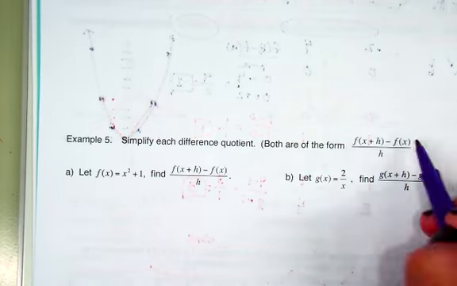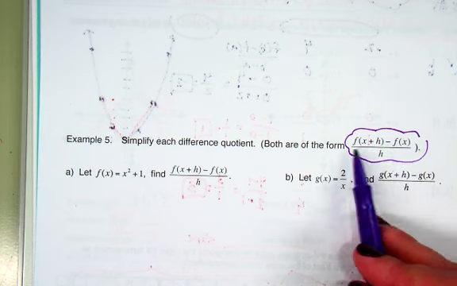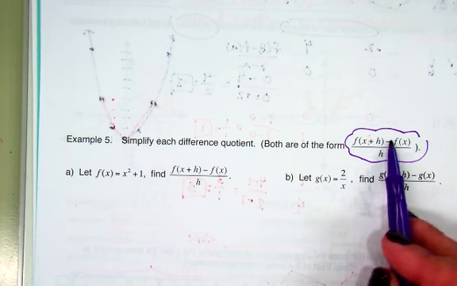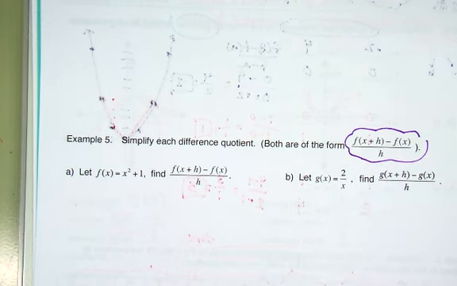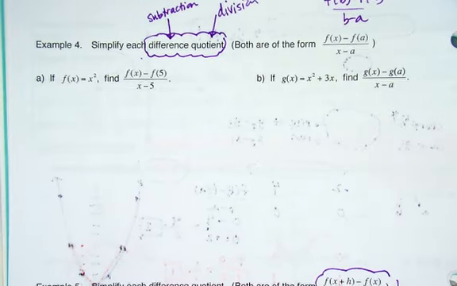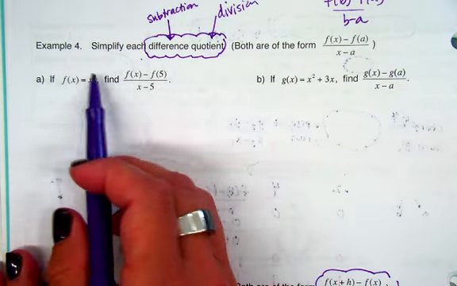In example 5, we have a different format, okay? But it's still a difference, f of x plus h minus f of x over h. So we still have a difference and we still have a quotient. And so it's a different format. We're going to practice with these difference quotients for a couple days here. So tomorrow we'll do more practice with this, but you'll get good at them for sure. They're kind of neat just because they always simplify pretty nicely at the end. So let's go through and see what they want us to do.